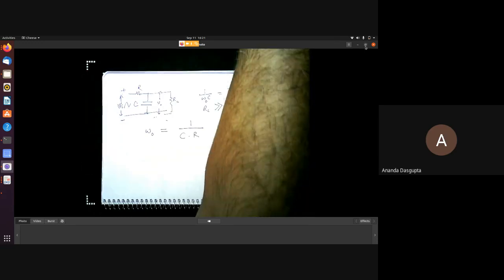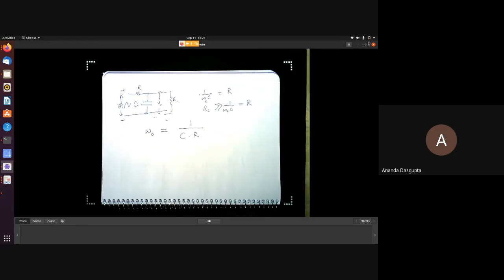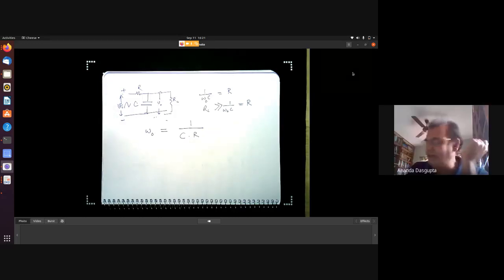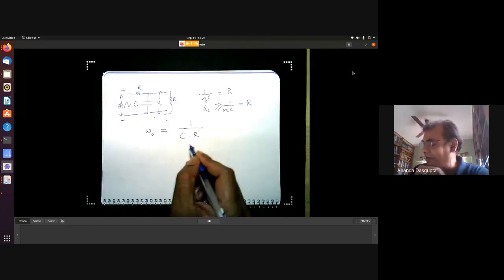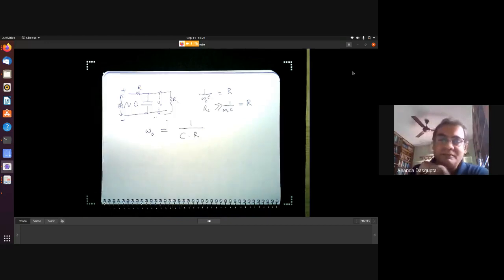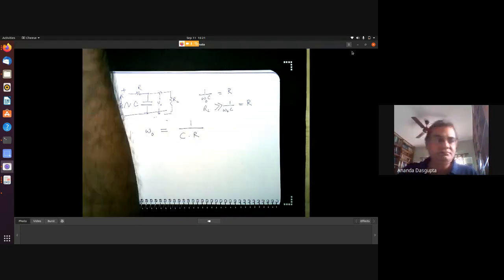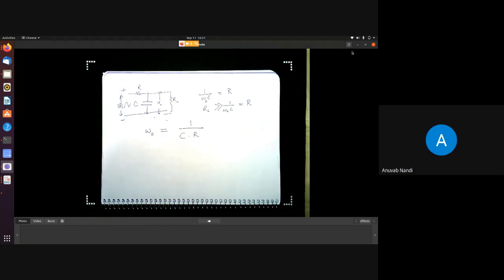Can anybody tell me? 1 by RL plus 1 by CR. No, I mean omega 0. Omega 0 has to have dimensions of 1 by CR, right? It can't be anything else. 1 by C times R parallel RL.